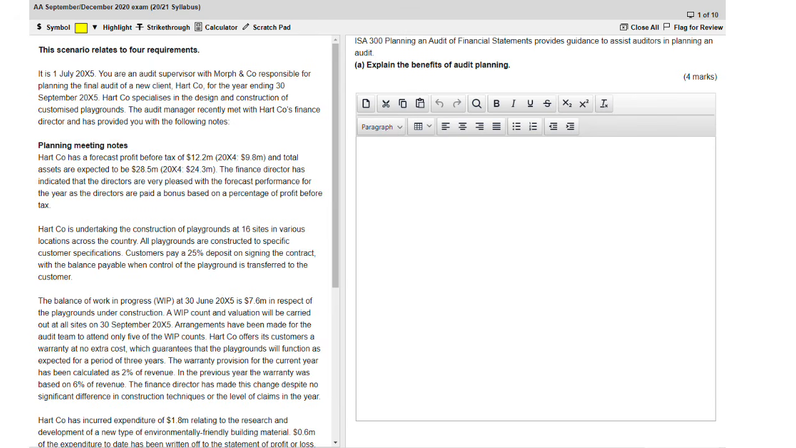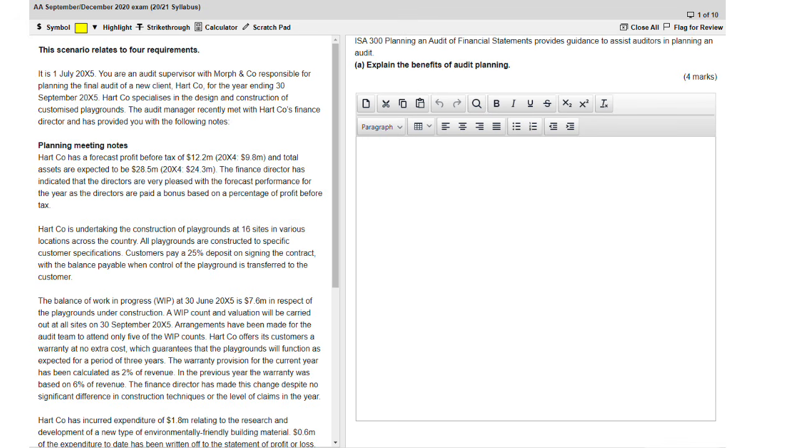Hello, I'm going to be talking through a question set by the ACCA called Morph, a 30-mark question, and looking at it in the ACCA software to try and indicate how much I would type and the way that I'd be using the software. This is a 30-mark question. Initially, when you open up the first page, there's a huge scenario.